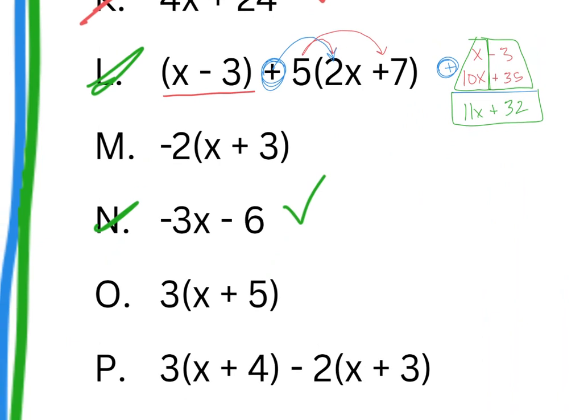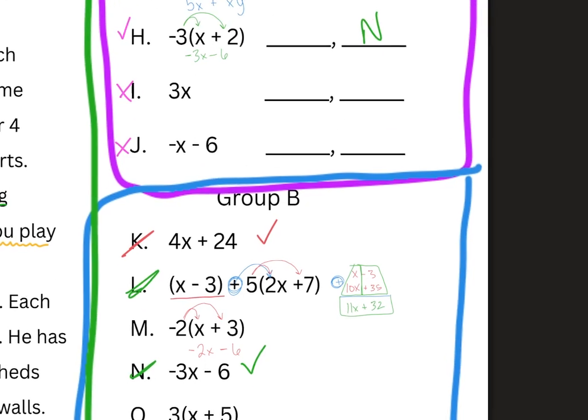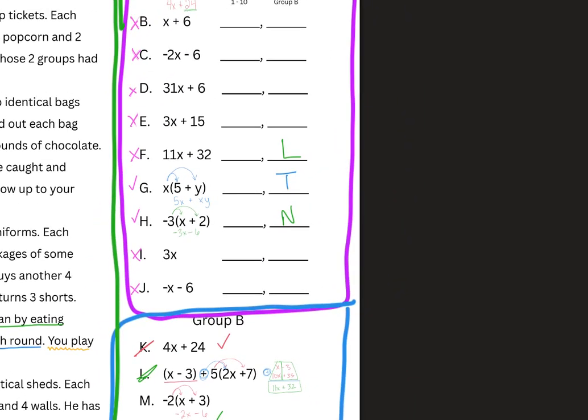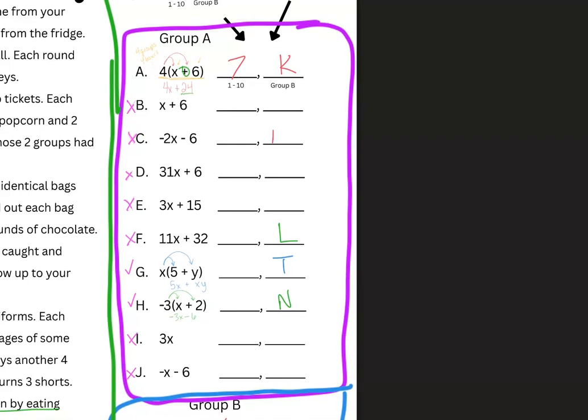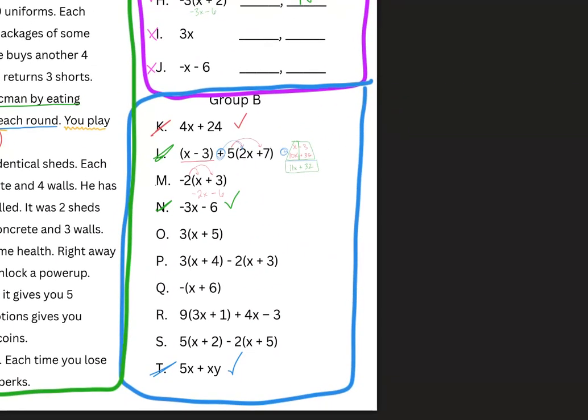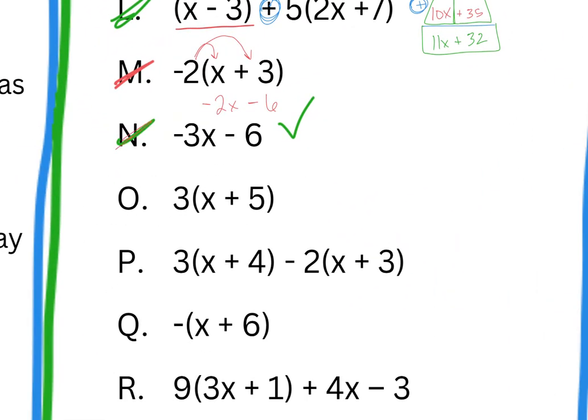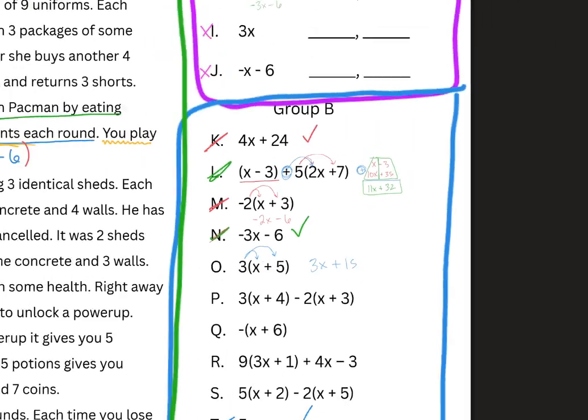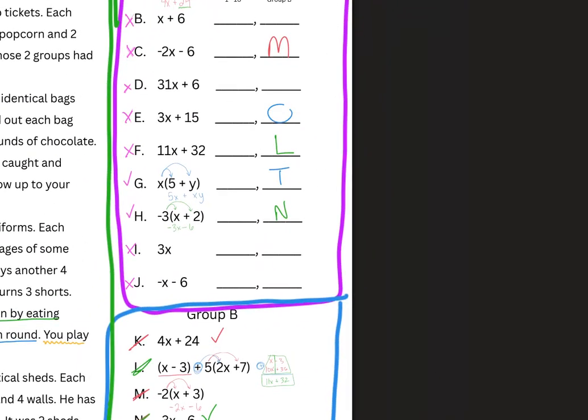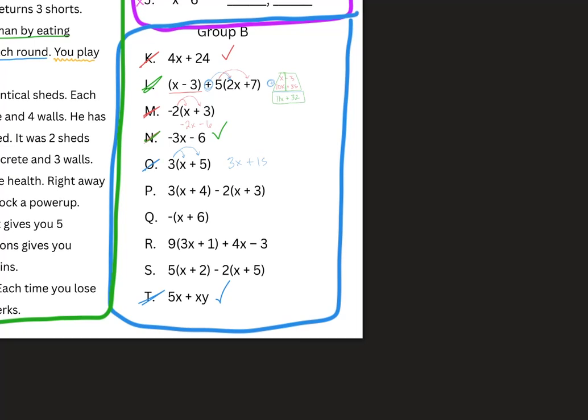M. Looks like that one can be simplified. I distribute the -2. I get -2x. I distribute the -2. I get -6. Okay. -2x minus 6. There it is. C and M go together. Okay. N, we've already done, so we can't mess with that one again. O, we can distribute this 3, and we get 3x plus 15. O is 3x plus 15. There we go. Cross off O.